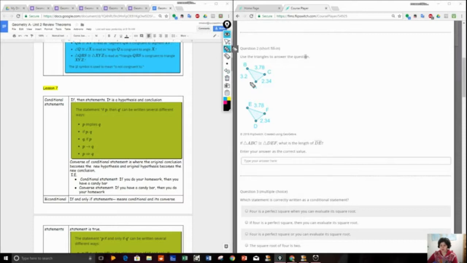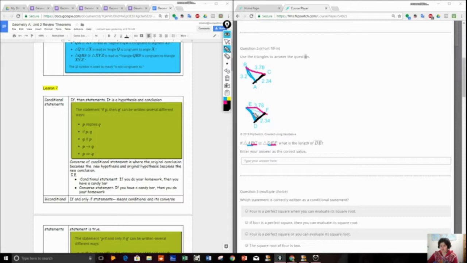Okay, we need to match up corresponding sides in order to answer this. So side length AB is going to match DE. So DE is going to be corresponding sides. And then BC is going to match EF. So BC is going to correspond to EF. And then that leaves us with AC corresponding to DF.